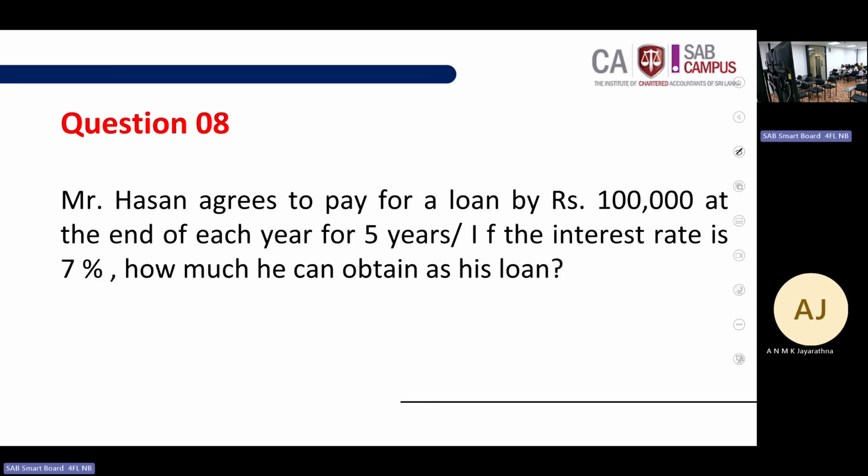You can go to question number 8. Then identify the present value of total annuities. Read very carefully and then take your time to do the calculation.